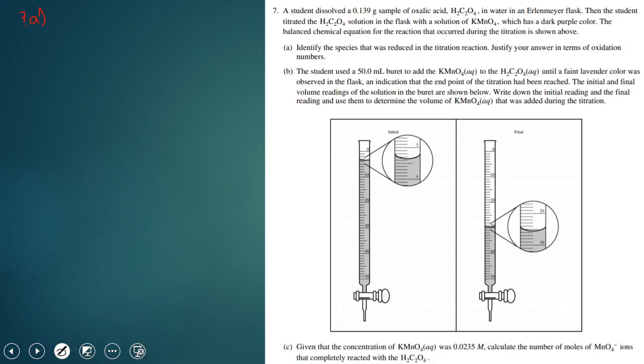7a, identify the species that was reduced in the titration reaction. Justify your answer in terms of oxidation numbers. Alright, so we're given a redox reaction. I like to write my redox reactions out completely.